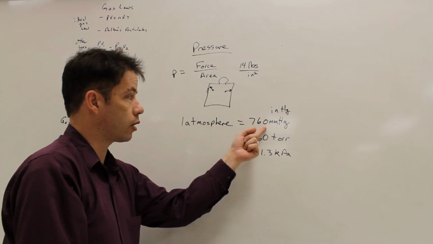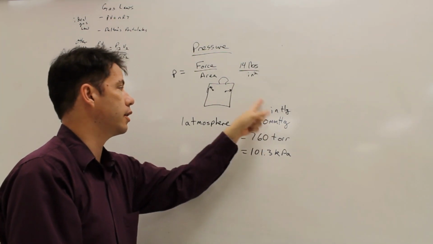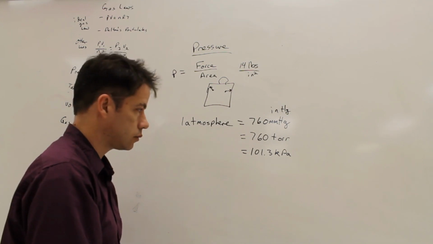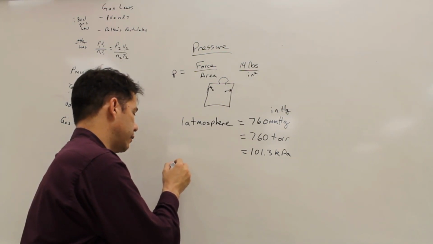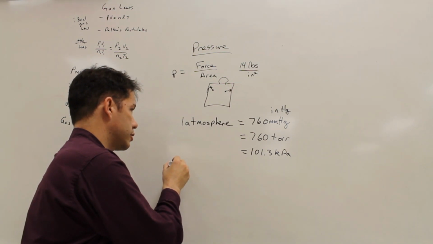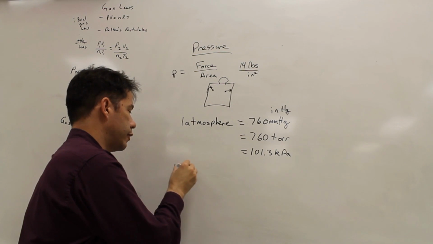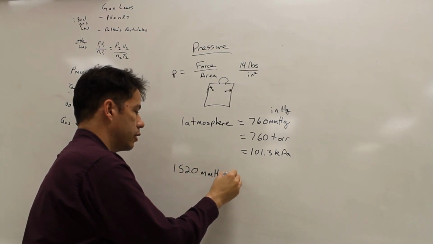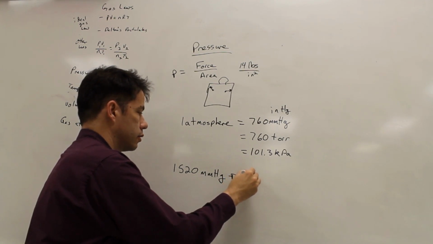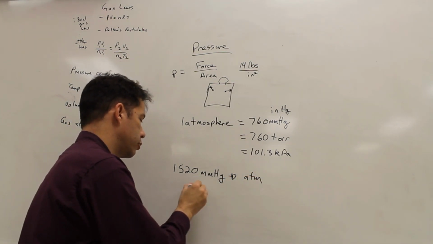Unfortunately, some of our equipment is going to measure in these other units, which means to do our calculations you're going to have to convert. So let's look at a couple of conversions. Let's do a simple one. Let's say I have 1520 millimeters of mercury and I want you to convert it to atmospheres. It's very simple. Put it on the line.